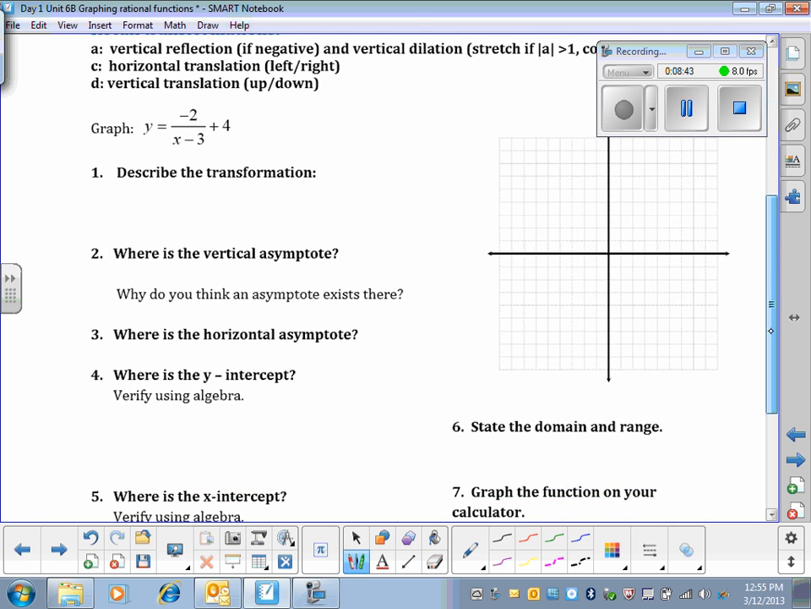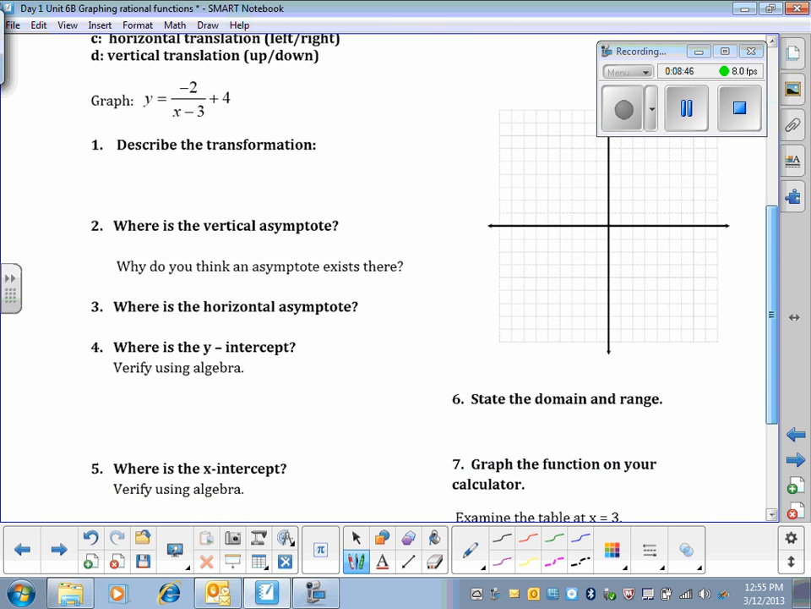Alright. So let's look at this first one here. What does this -3 tell us? Horizontal movement. Yep, and so we're going to move 3 to the right. Remember, that's the one that's the opposite. It's going to be in the positive direction, right? So 3 to the right. What does the 4 tell us? Up 4. And then the negative tells us that it's reflecting.